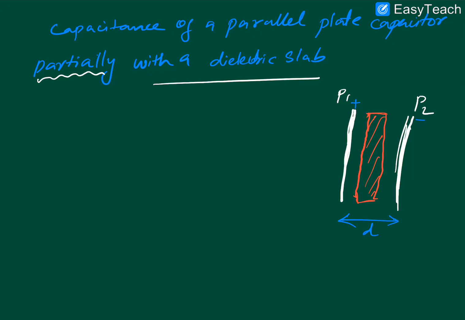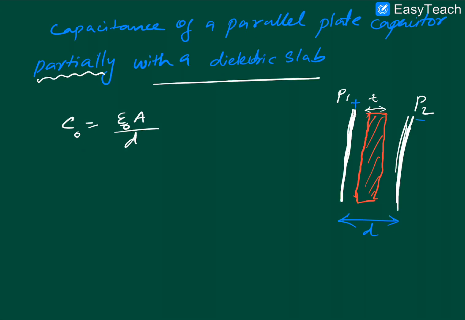Now when there is no dielectric slab, let the capacitance be C0, and you know what C0 is, epsilon 0 A by D, isn't it? Now you are bringing a dielectric slab in between. Let it have a thickness t, small t. Thickness of the slab will be small letter t.